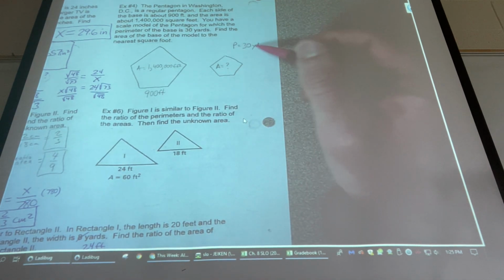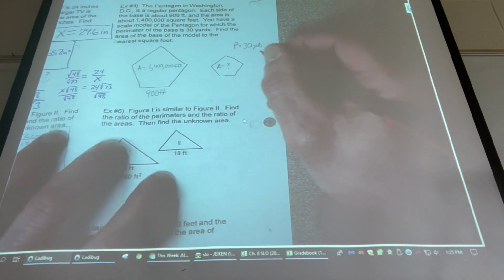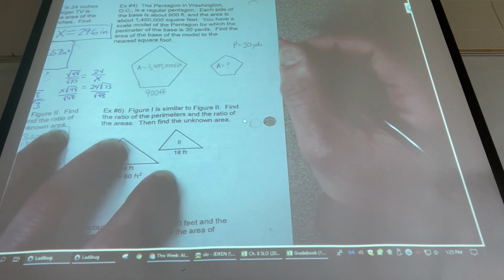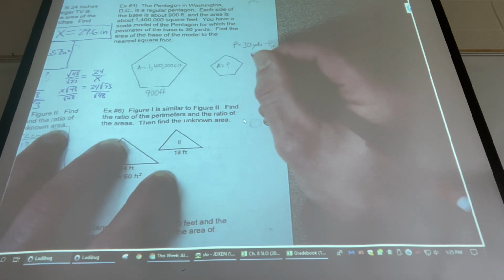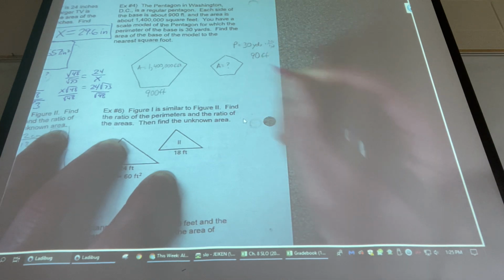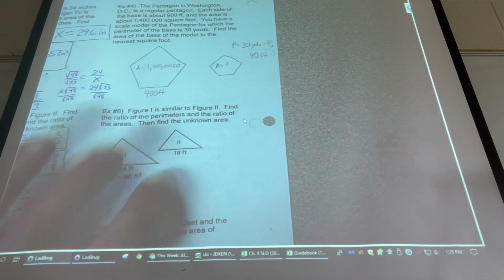This is 30 yards. Now, is this bothering anybody? The fact that it's 30 yards? We could switch it to feet and it'll be 90 feet because every yard is 3 feet. So multiply this by 3 feet per 1 yard. The yards cancel, we're left with 90 feet. I like that. So that's the perimeter that we can deal with. Now we're in the same units, aren't we?